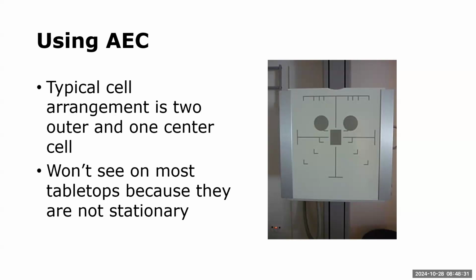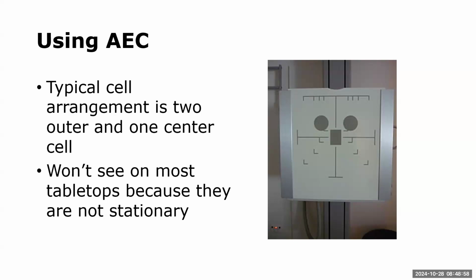All right, so anybody seen anything that looks like this? I know Patewood people have. Probably some of your Greer people may, I don't know. I'm trying to remember, that room might be a little bit newer. But your typical cell arrangement is 2 outer and 1 center cell. Everybody sees the Mickey Mouse looking ears. Those are your photocells there.